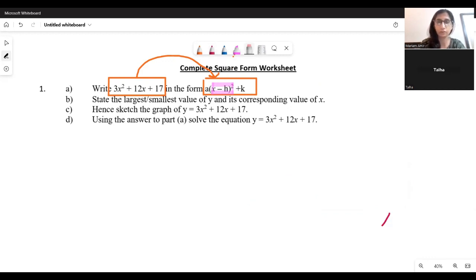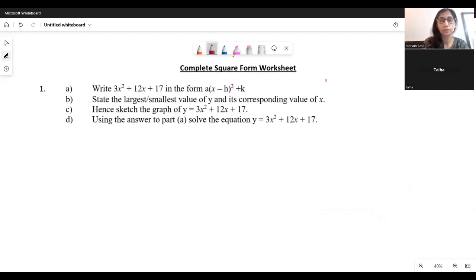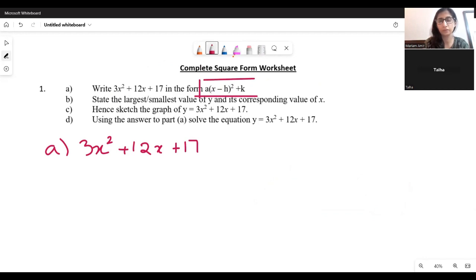So let's start. In part A, we have to convert expanded form, which is 3x squared plus 12x plus 17 into completed square form, which is this form. So now you have two methods. Let's discuss both of them.